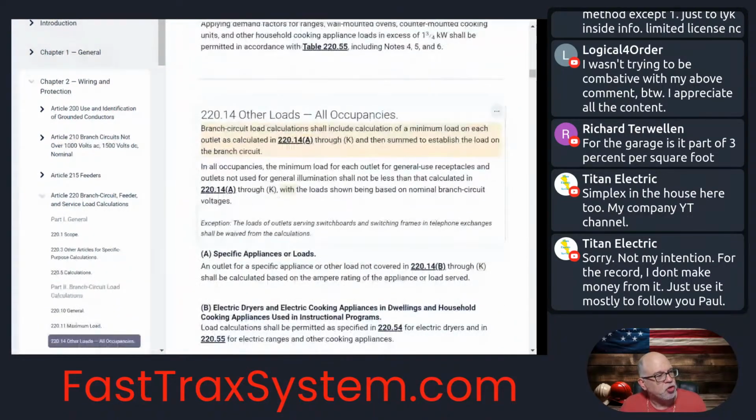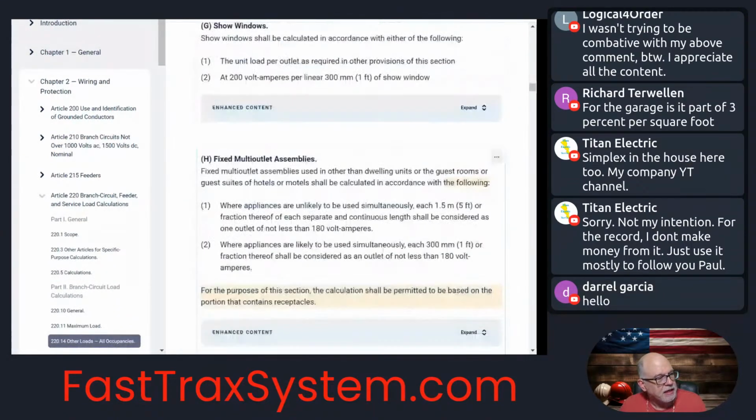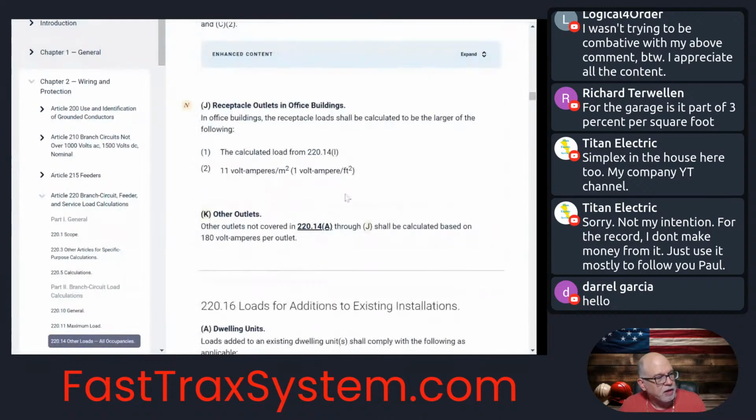All right, so back to what we were looking at. 220.14, if you look down here, you see that no longer is it telling you about the 3 VA per square foot.